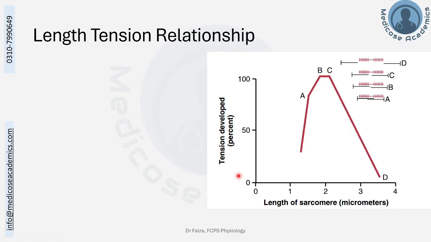As you can see in this graph, at the extremes of the length, the tension developed is less at a shorter length and at a larger length, whereas the tension developed is more at the middle of the graph. So let's have a look at what happens when we change the length of the sarcomere and how it impacts the tension developed in the muscle cell fibers. So we will start our discussion from the point D.